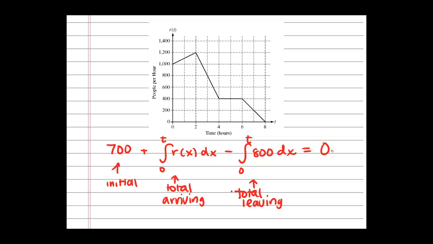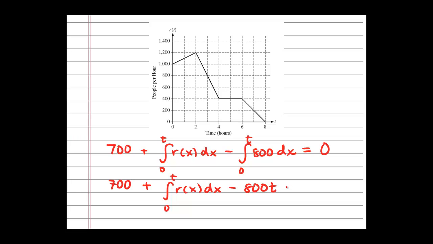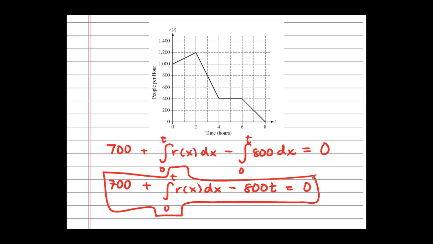Now, that third component of this statement, the integral from 0 to t of 800 dx, if we take the antiderivative of 800, we get 800 t. All right. And so our final response to that would be 700 plus the integral from 0 to t of r of x dx minus 800 t equals 0.